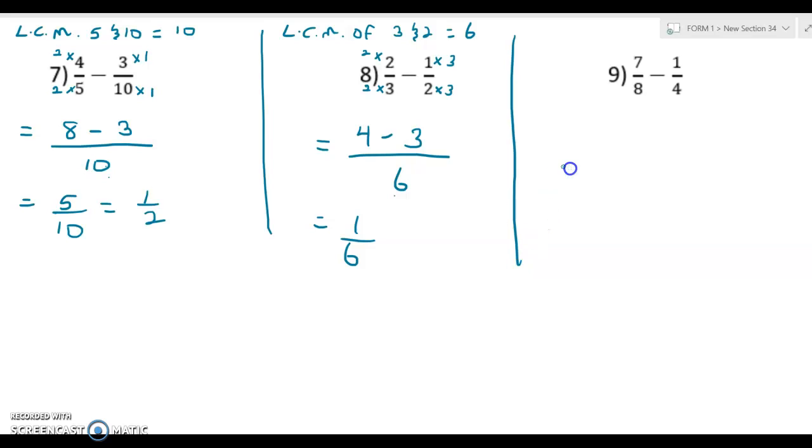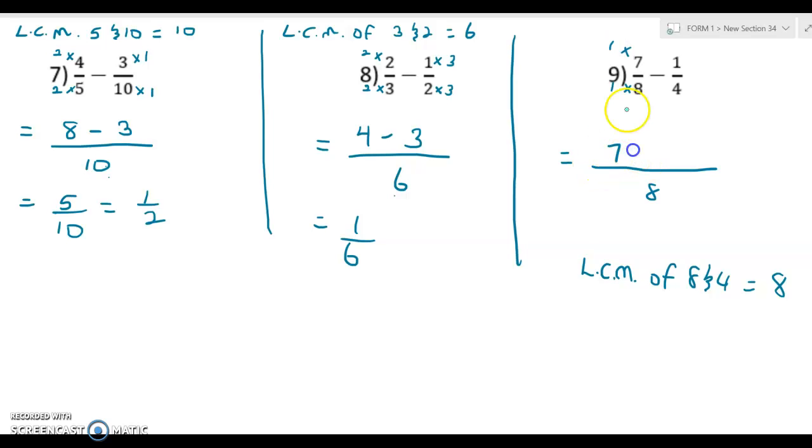And number 9. So the LCM of 8 and 4 is 8. So put a common denominator there. So 8 by 1 will give me back the 8, and then 7 by 1, 7. So instead of actually doing all this multiplying by 1, once you have the same denominator, just put back the numerator, right?